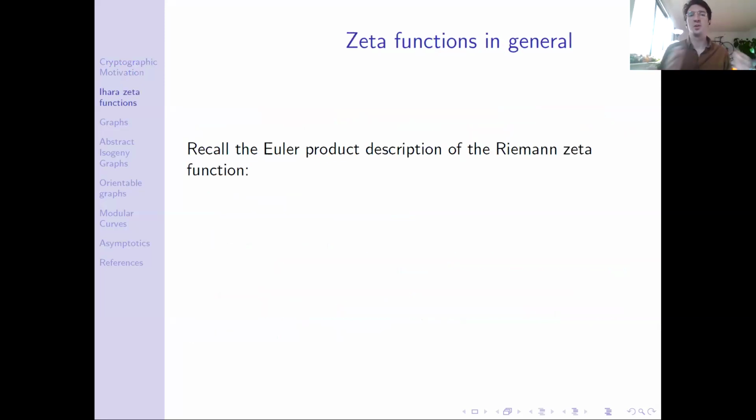So I want to start with a quick primer on zeta functions in general. You maybe have at least heard of the Riemann zeta function. If you haven't seen it written before in this way, it can be described by what's called an Euler product. You can write the zeta function as a product over all of the prime numbers of 1 minus p to the minus s, where s is the variable, all to the minus 1.